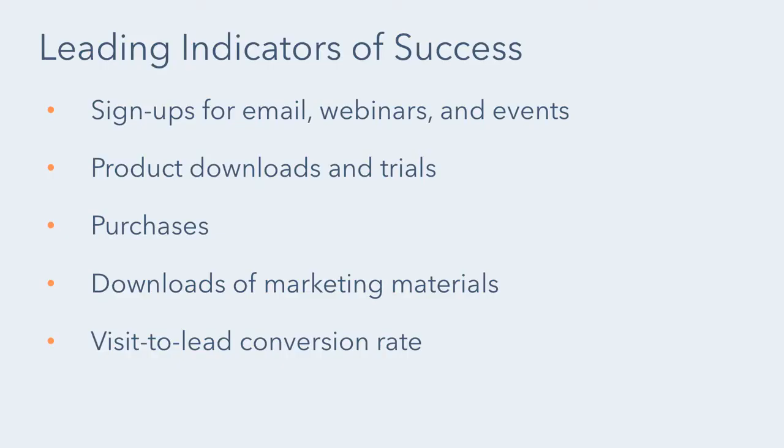Because of this delay, it's important to use leading indicators of revenue success, such as the following: signups for email, webinars, and events. At HubSpot, we even have people sign up for reminders about our live events. Product downloads and trials. Purchases: how many people buy your product or service as a result of an action in social media. Downloads of marketing materials. Your visit to lead conversion rate, we love this one: of the social media traffic that you're generating, what percentage of those visitors become leads?